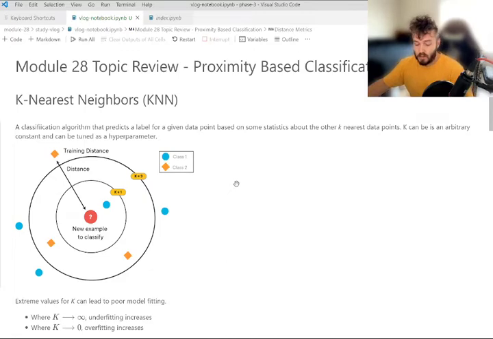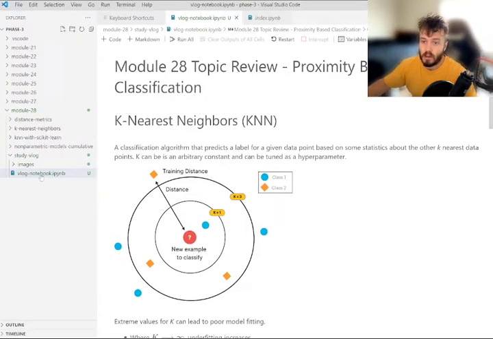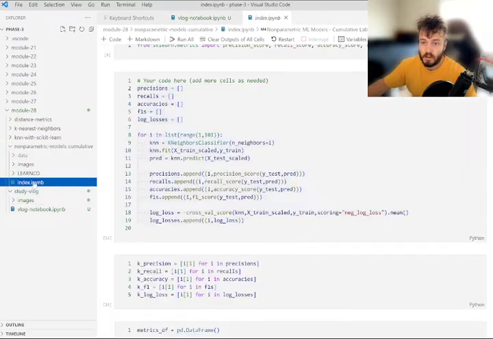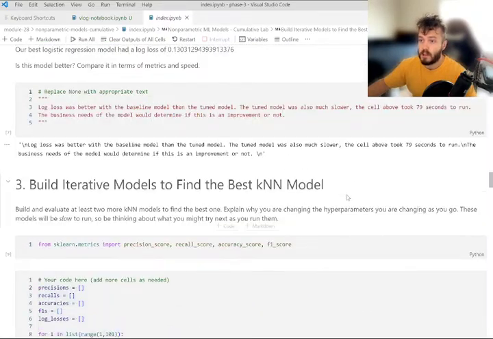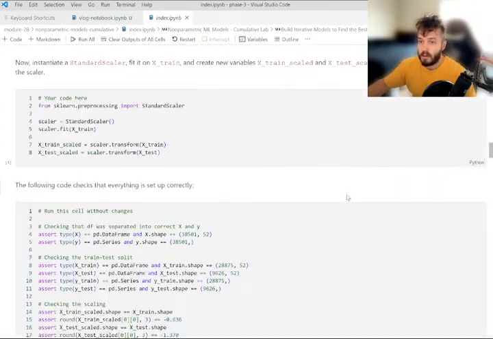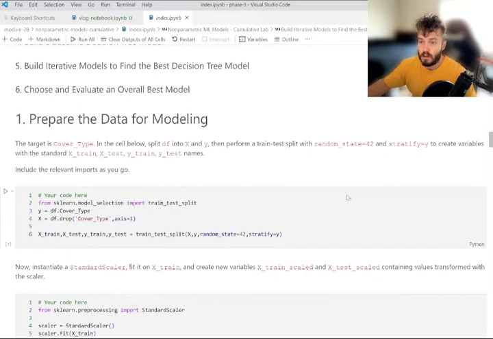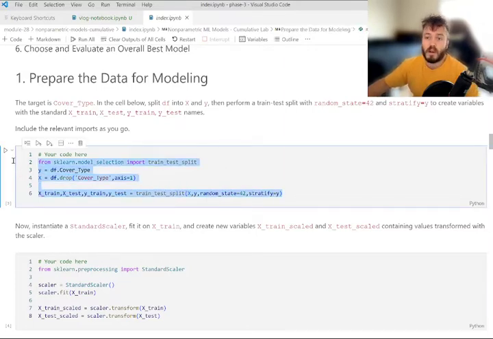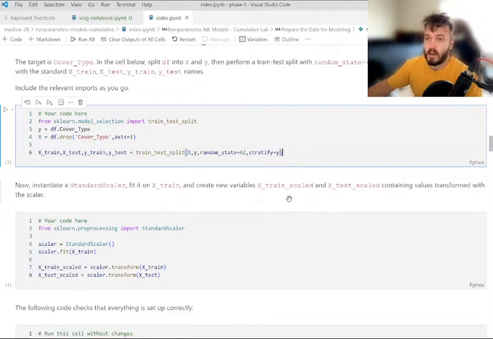So real quickly, we'll take a little field trip over to here. This was the cumulative lab that I went over for this module. It's kind of like everything in this phase that I've learned up to now. I'm just going to go through it rapid fire style. Again, this is available on the GitHub repo if you really want to dig into it.